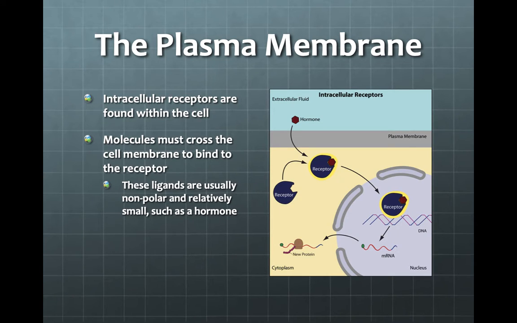So intracellular receptors are found within the cell. These molecules must cross the membrane in order to bind to the receptor, and these ligands usually are nonpolar and relatively small, such as hormones produced from the smooth ER. And you can see here, hormone comes in, binds to the receptor, goes in to perform a certain function. In this case, maybe to break down sugar or something like that.